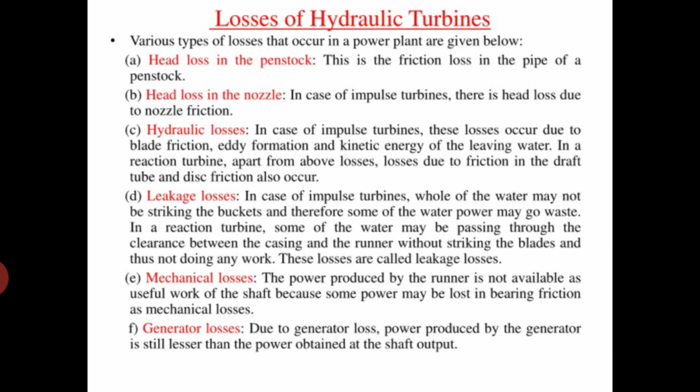The first stage of loss occurs in the penstock, the next stage loss occurs in the nozzle, and the next occurs while striking the blades. Then leakage losses occur. Then mechanical losses occur while transferring the energy from the blade to the runner to the shaft, because of bearing friction. And while transferring the energy from the shaft to the generator, again the generator losses occur. Okay, these are some of the losses which occur in turbines, or I can call it a power plant.